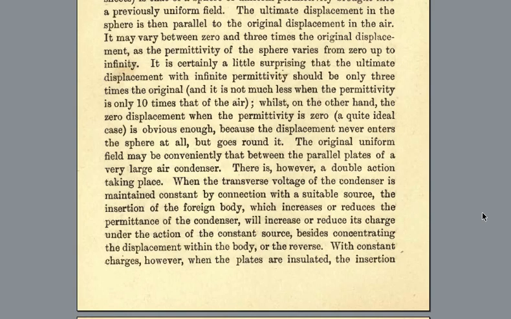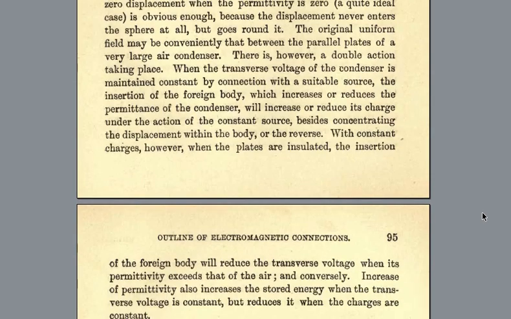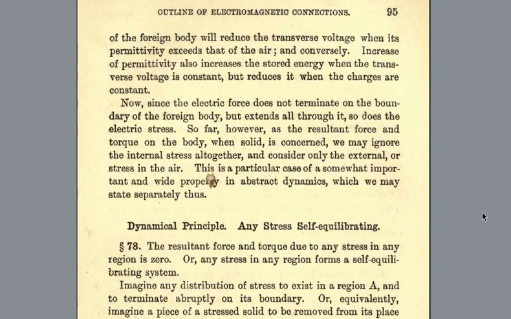When the transverse voltage of the condenser is maintained constant by connection with a suitable source, the insertion of the foreign body, which increases or reduces the permittance of the condenser, will increase or reduce the displacement under the action of the constant source, besides concentrating or diffusing the lines of displacement. The increase of permittivity also increases the stored energy when the transverse voltage is constant, but reduces it when the charges are constant. Now, since the electric force does not terminate on the boundary of the foreign body, but extends all through it, so does the electric stress.